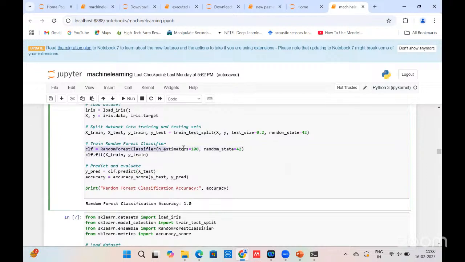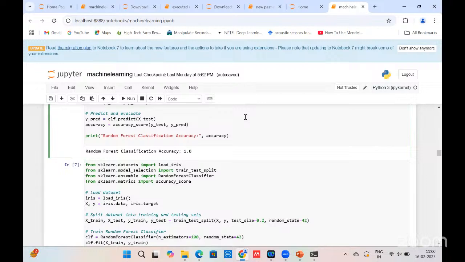See here how the classification is. Normally the estimated classification is 100, and what we are doing here is 42. It can be changed. So here we have to predict and evaluate on the training and testing data set. Here we are reducing the overfitting.